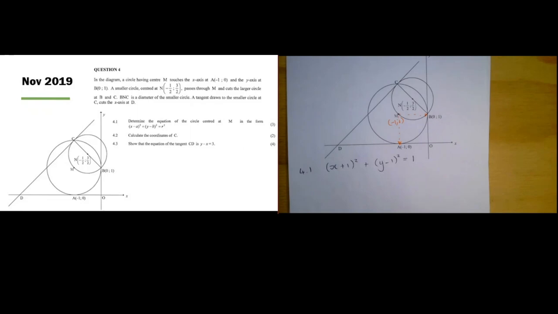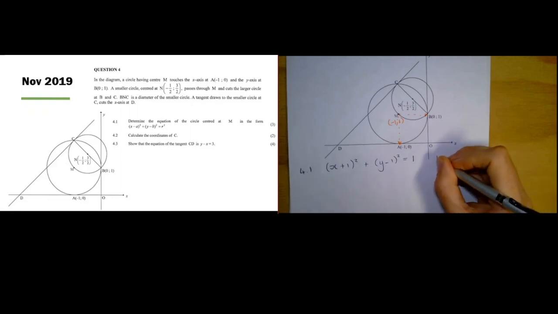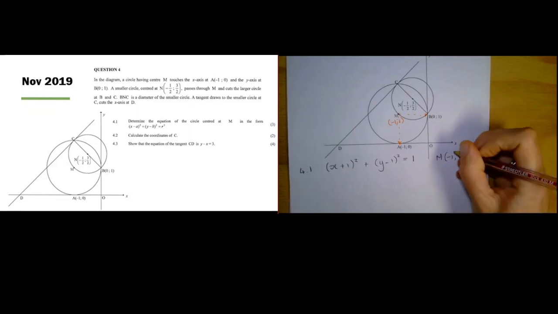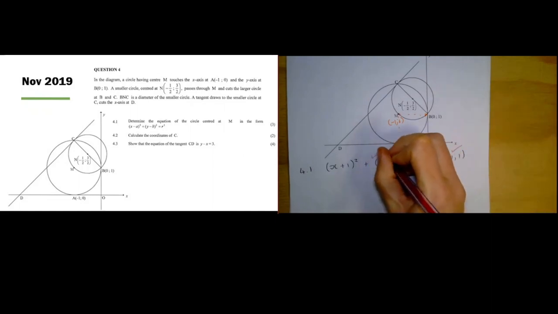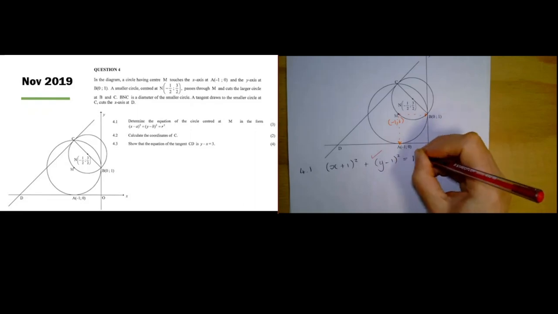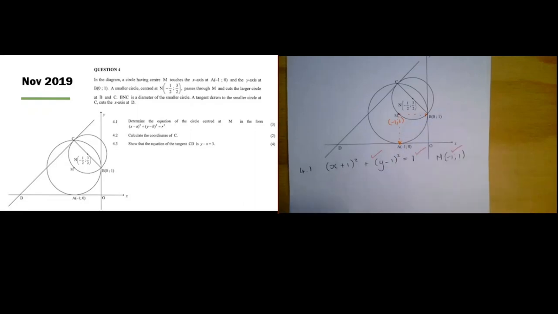That was a very quick and easy 3 marks. So where are the 3 marks? Let's write down the coordinate as well, that we knew M was (−1, 1). Always good to write everything down. So you get a mark for writing down that you knew M was (−1, 1). Then a mark for the (x + 1)² and the (y − 1)². And a mark for the 1.